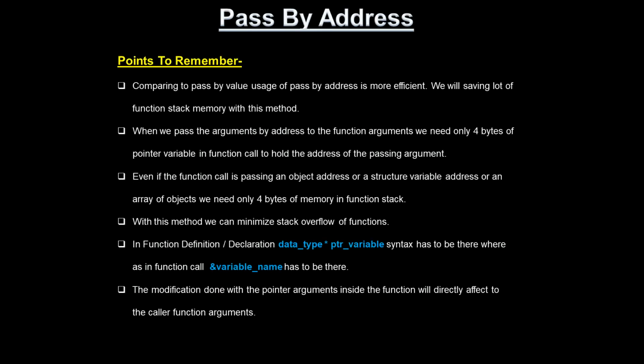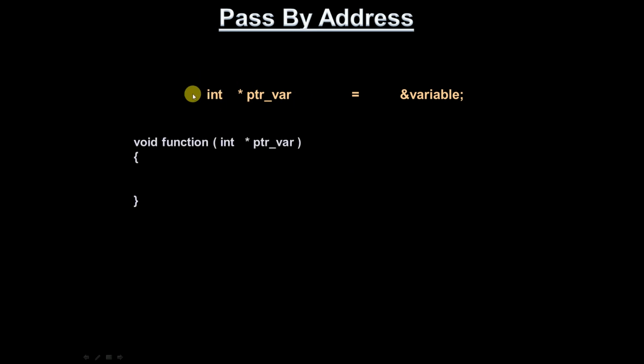Okay, say for example you take the normal pointer syntax, int star ptr equals address of variable. This is how we write a pointer variable and assign it the address of some variable. So when you are writing the function definition, whatever is on the left hand side of this syntax has to be present in the function definition arguments, and the right hand side should be in the function call arguments. So in the function call we have to write this. These things we should not forget.